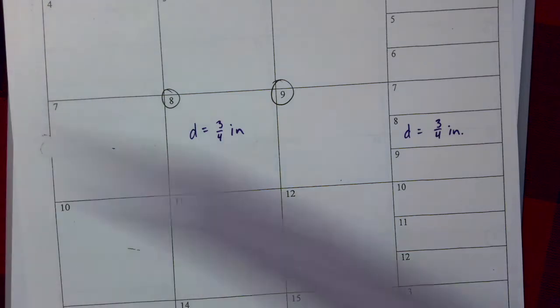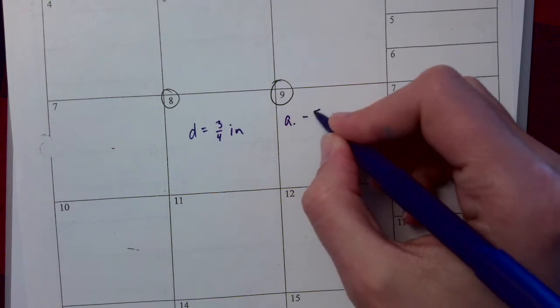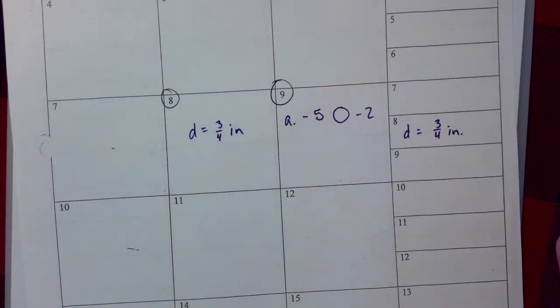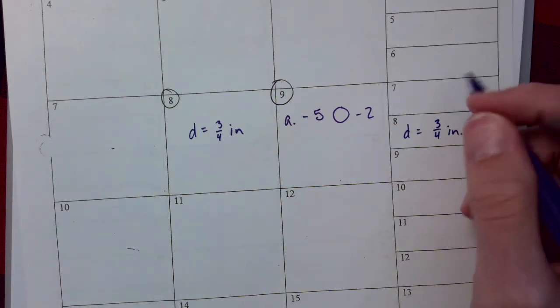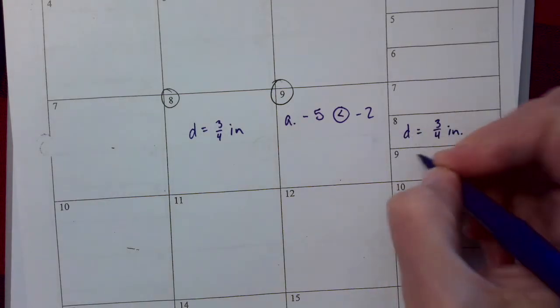Number 9, compare. -5 is less than, greater than, or equal to -2. Well, remember, when we think negatives, we're thinking opposite of normal. So -2 is actually greater than -5.